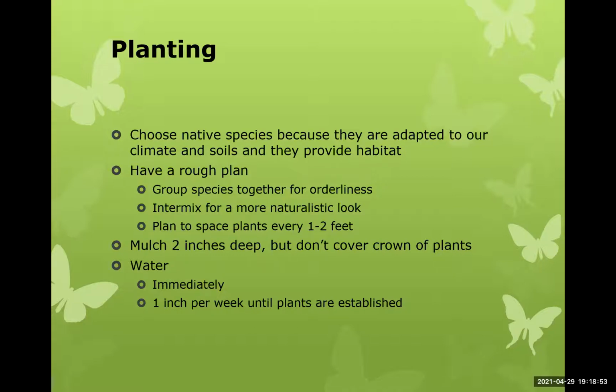I should change that to 12 to 18 inches. I generally do not advocate planting as far apart as 2 feet. And then a couple inches of mulch, but don't cover the crown of the plants. And then you're going to want to water it immediately, and an inch of water per week until the plants are established. That inch per week can come either from the sky or from a sprinkler of some sort.